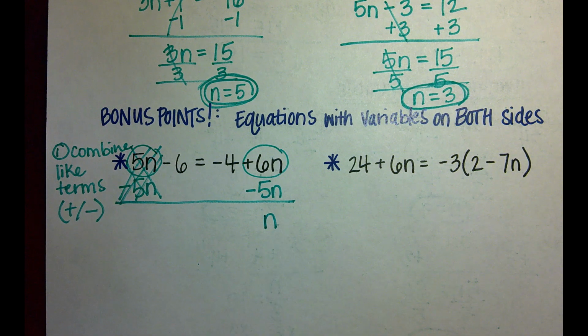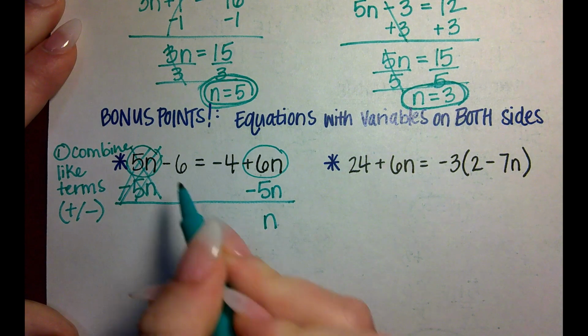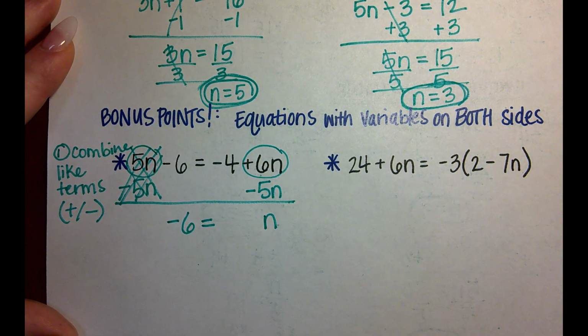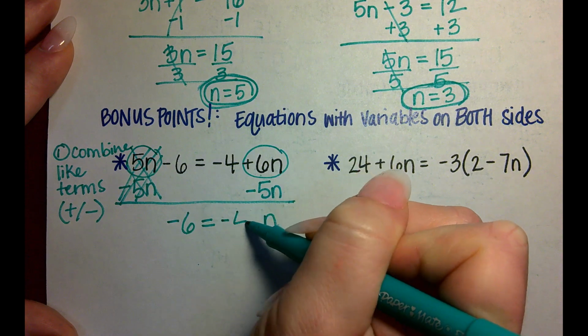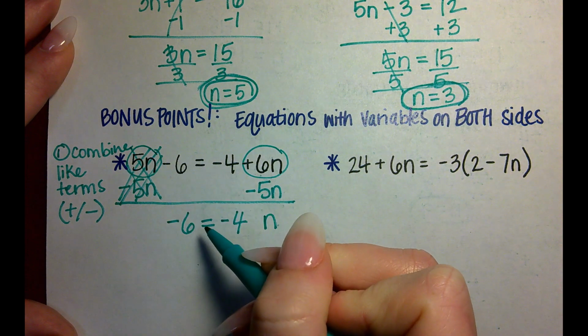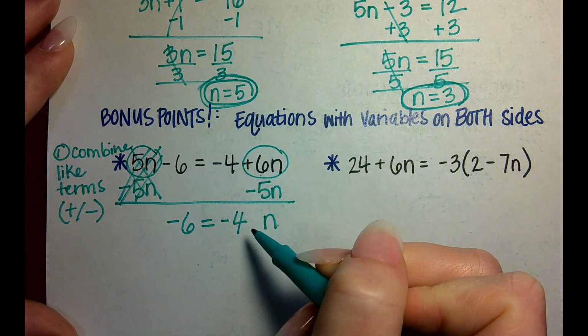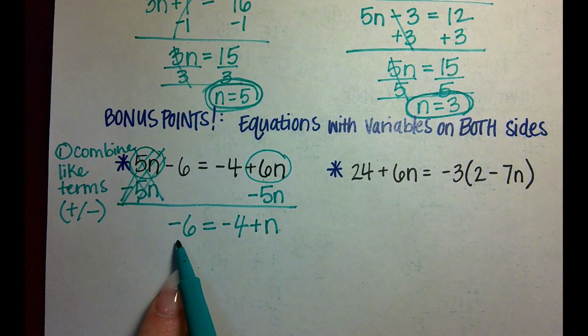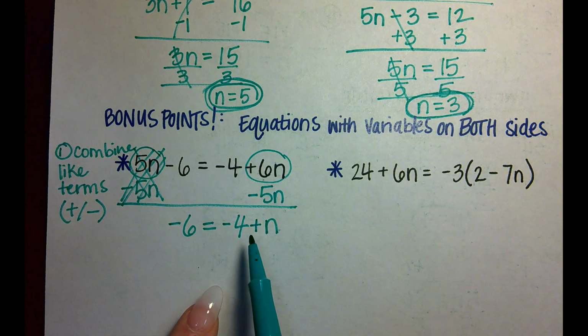So we've got n. Now what gets brought down? The minus 6 and the equal sign. Yes, my negative 6, my equal sign. What else? Minus 4. We already brought our equal sign down. Plus sign gets brought down. Now we have negative 6 equals negative 4 plus n.